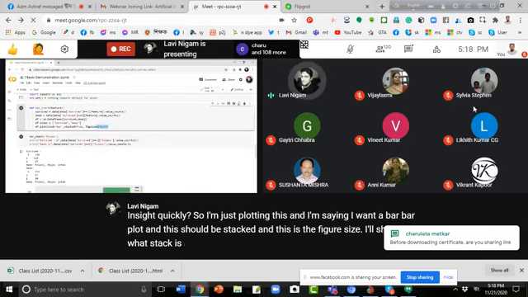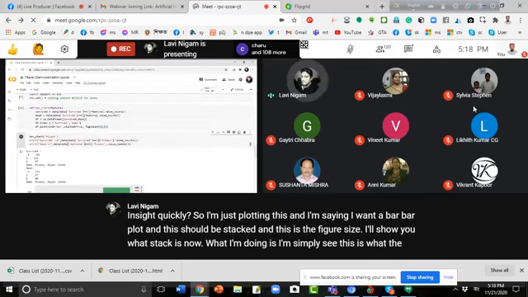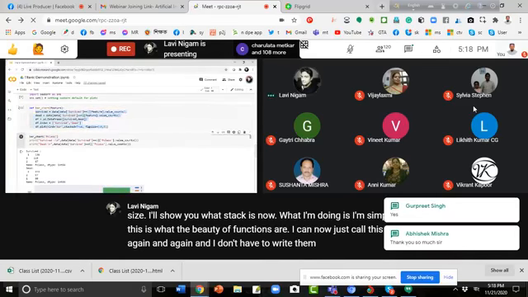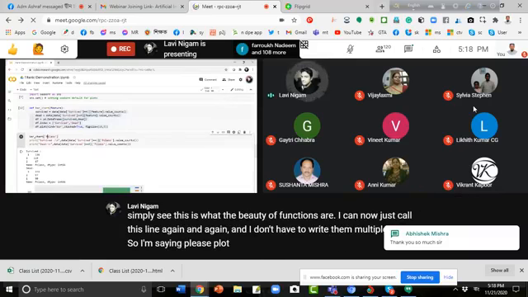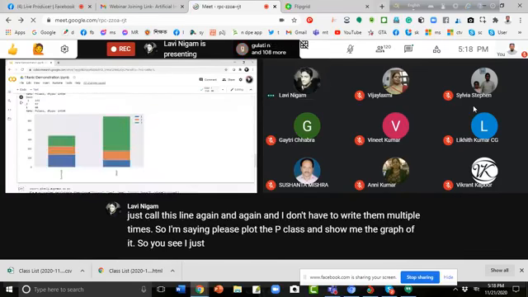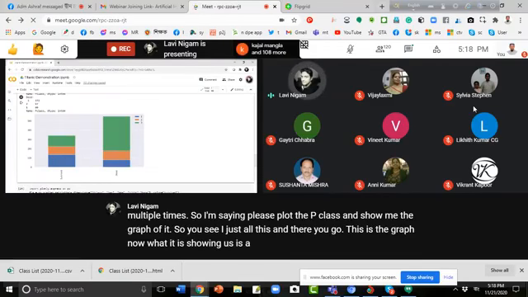Now, see, this is the beauty of functions. I can now just call this line again and again, and I don't have to write them multiple times. So I'm saying please plot the P class and show me the graph of it. So you see, I just run all this, and there you go. This is the graph.